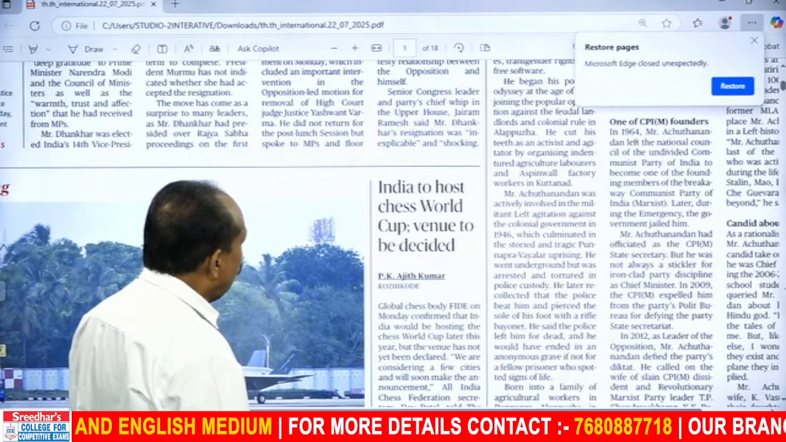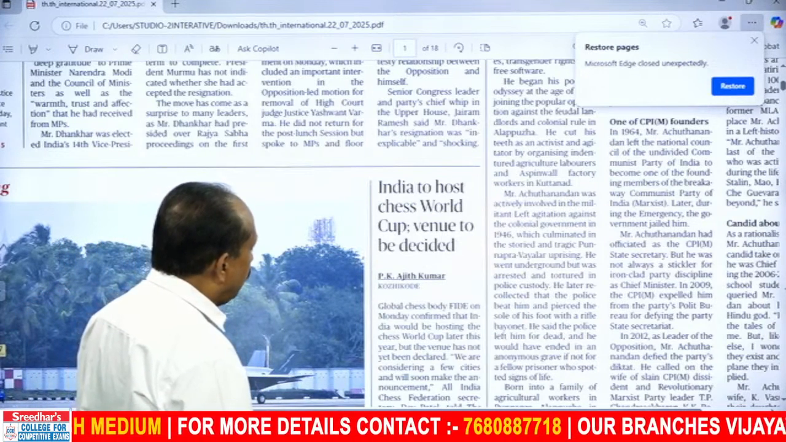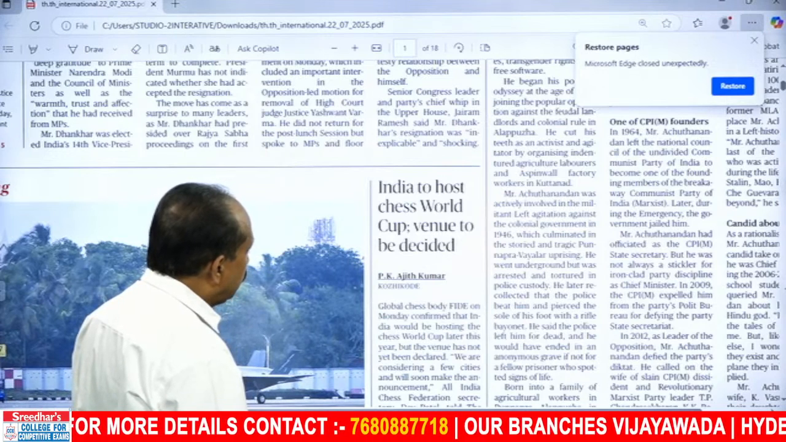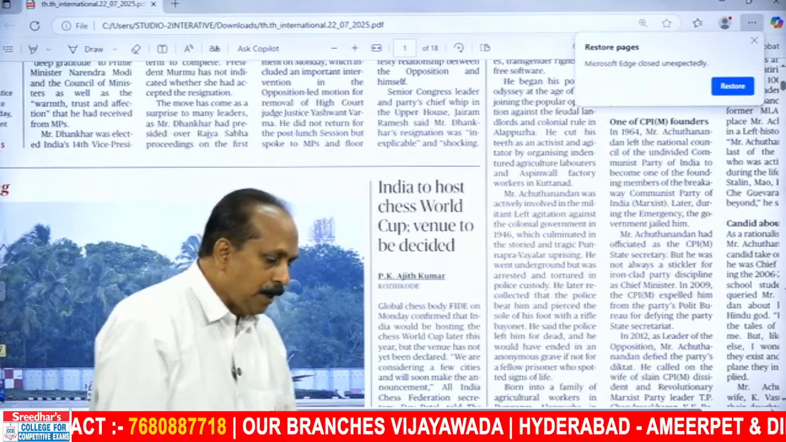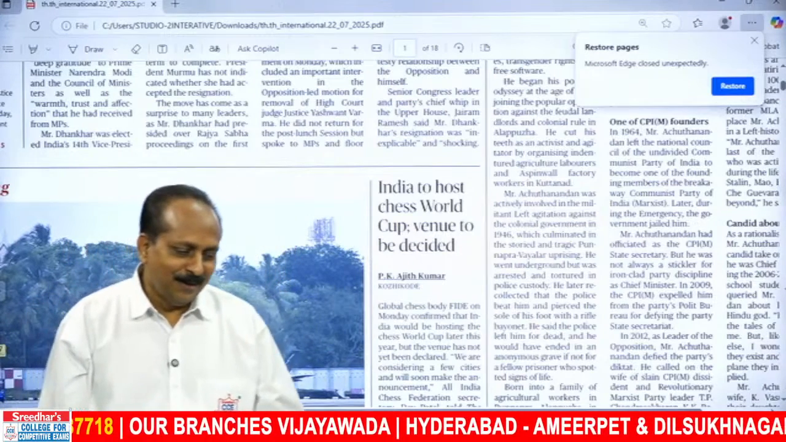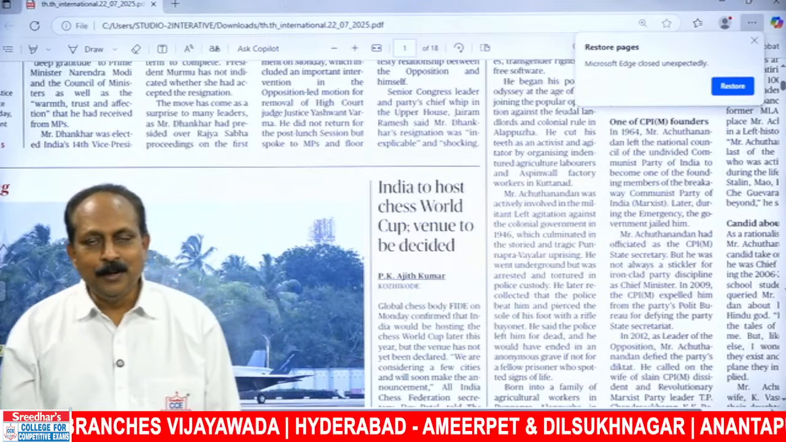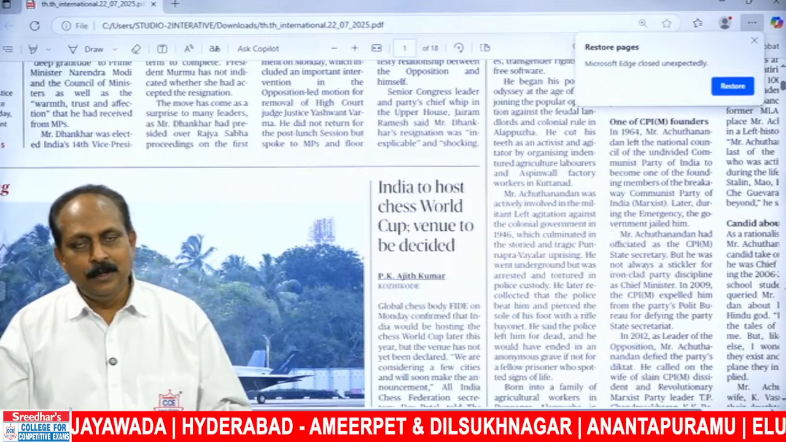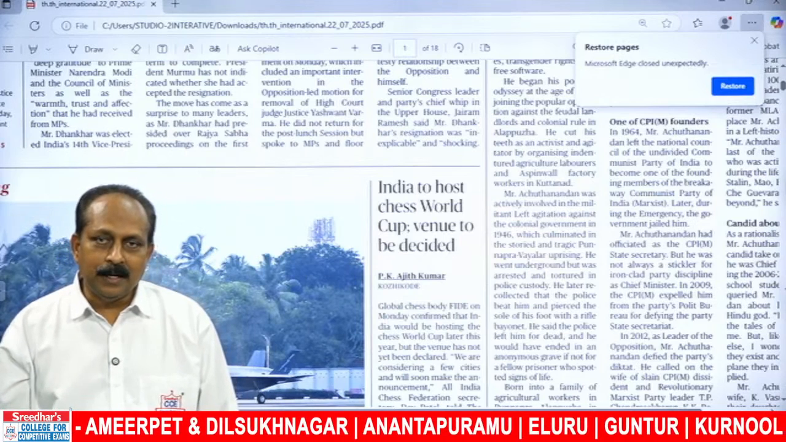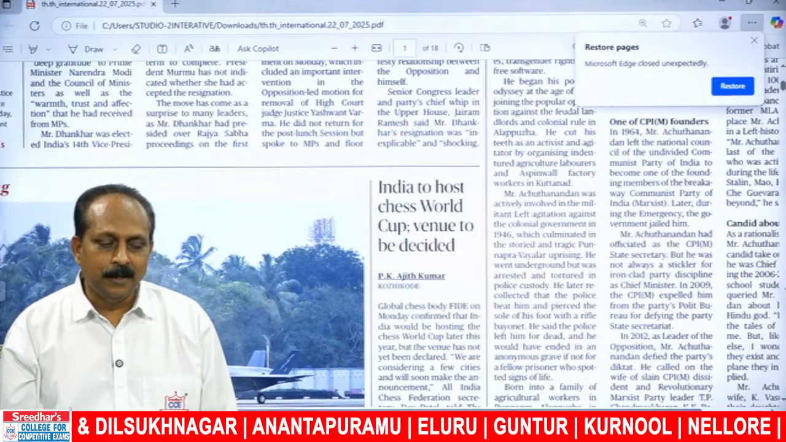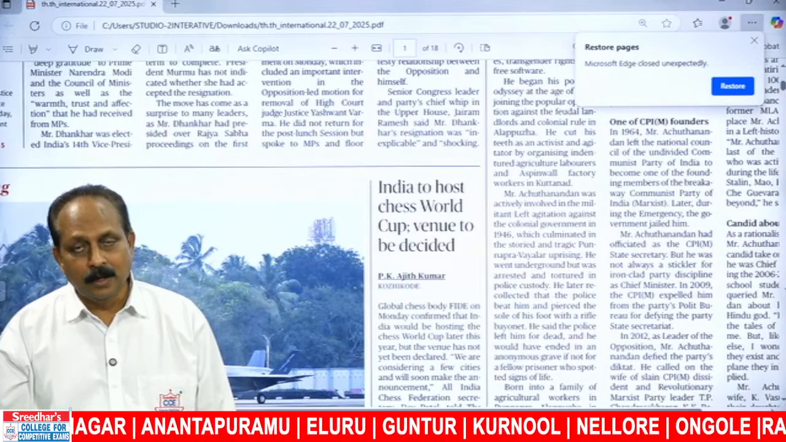India to host Chess World Cup, venue to be decided. They are to decide, it is to be decided. India to host Chess World Cup. Host has many meanings. You guys got it. Casually host means whenever you give a party, you are the host. I come to the party, I am the guest. You all know these two meanings. But host has another connotation.